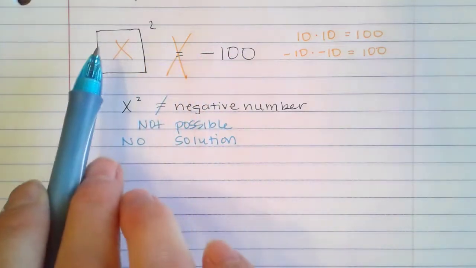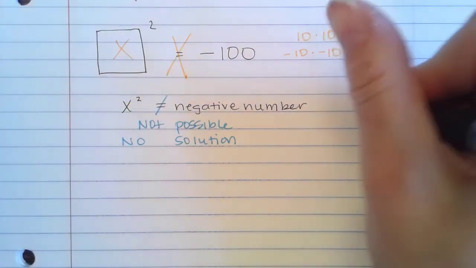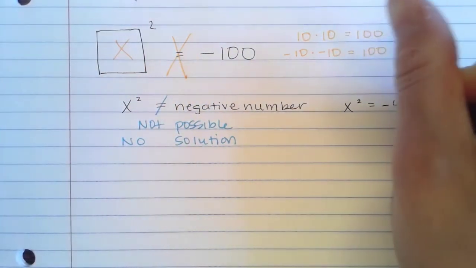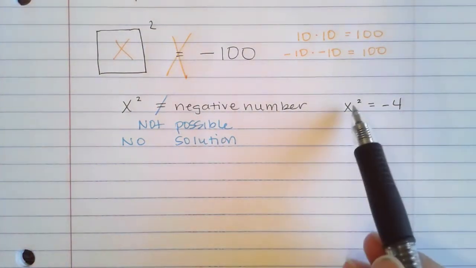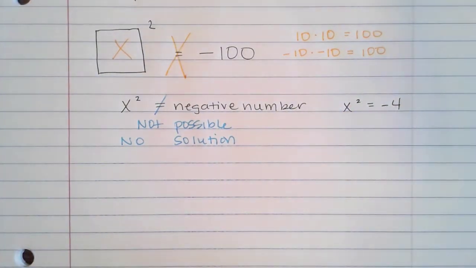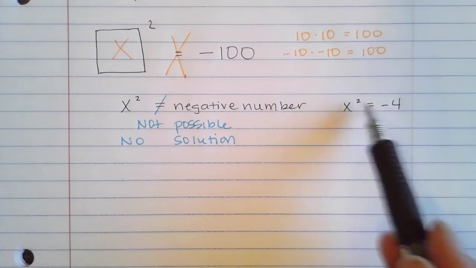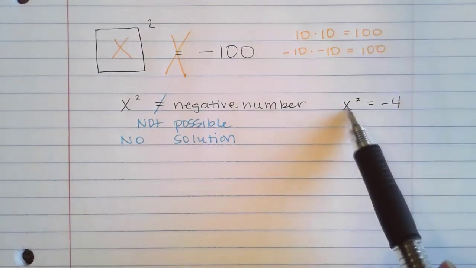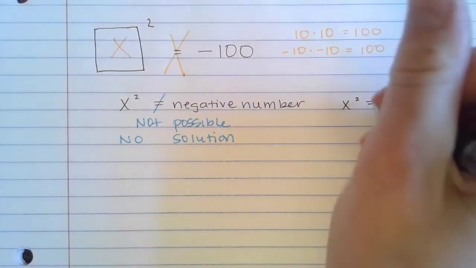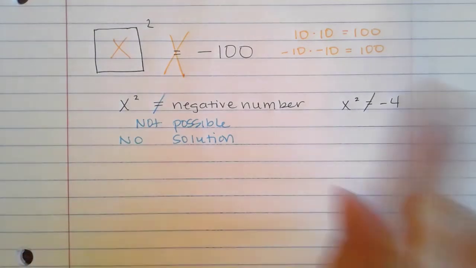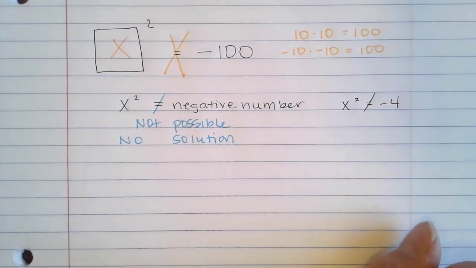If I asked you, here, I'll do a little example over here. X squared is equal to negative 4. Well, 2 times 2, or 2 squared, is equal to 4. Negative 2 times negative 2 is equal to 4, but no number multiplied by itself gives you a negative 4. That is not possible. There's no solution, or there's no x value that would make that true.